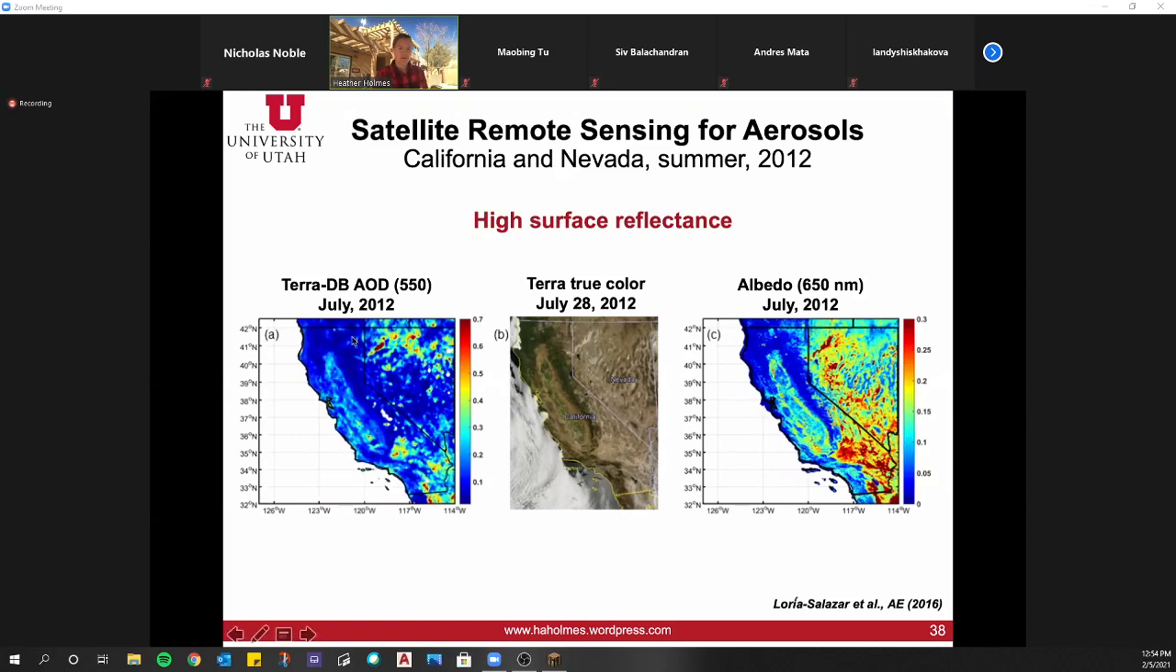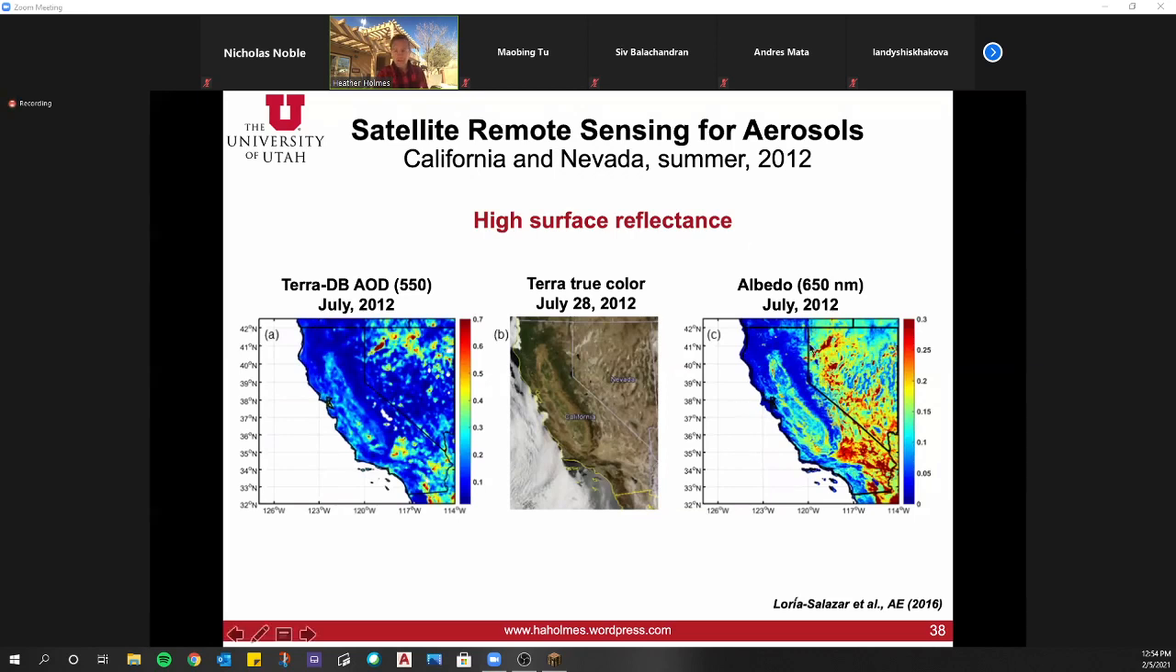And so when my student came to me and showed me the AOD concentrations, or the AOD values, for the month of July, I said, why is it so polluted in the Black Rock Desert? Literally nobody lives in the Black Rock Desert, and Burning Man isn't until August. So this is too soon for there to be aerosols in the atmosphere from that.